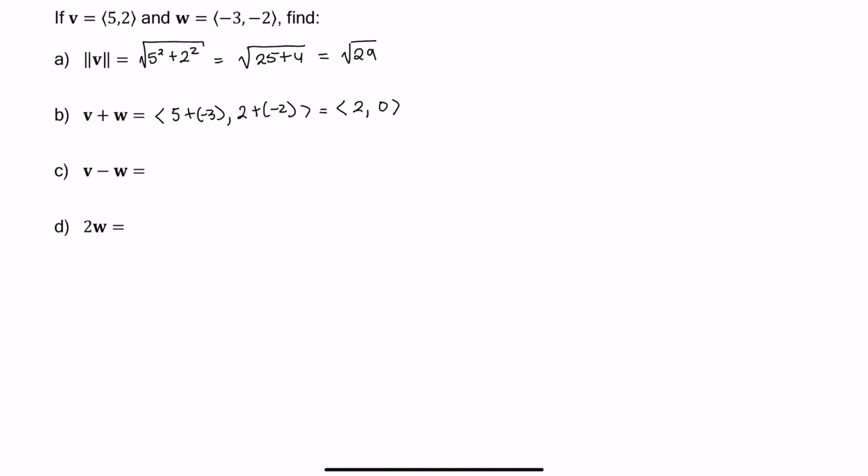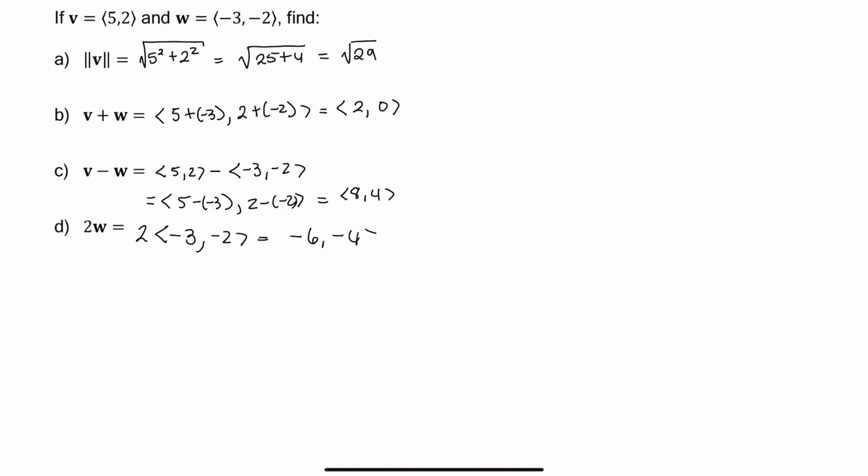Now for this next one, I can show an extra step. What you could do as well is write the vectors out like this, ⟨5, 2⟩ minus ⟨-3, -2⟩. And this would work out similarly, where you'd have 5 minus -3, comma, 2 minus -2. And that gives us what? ⟨8, 4⟩. And now 2w is just 2 times the w vector of ⟨-3, -2⟩, which is just ⟨-6, -4⟩.